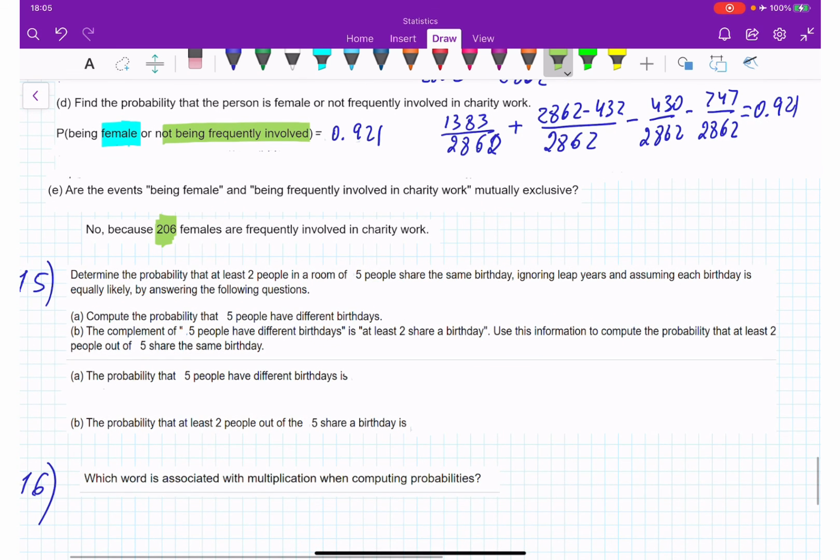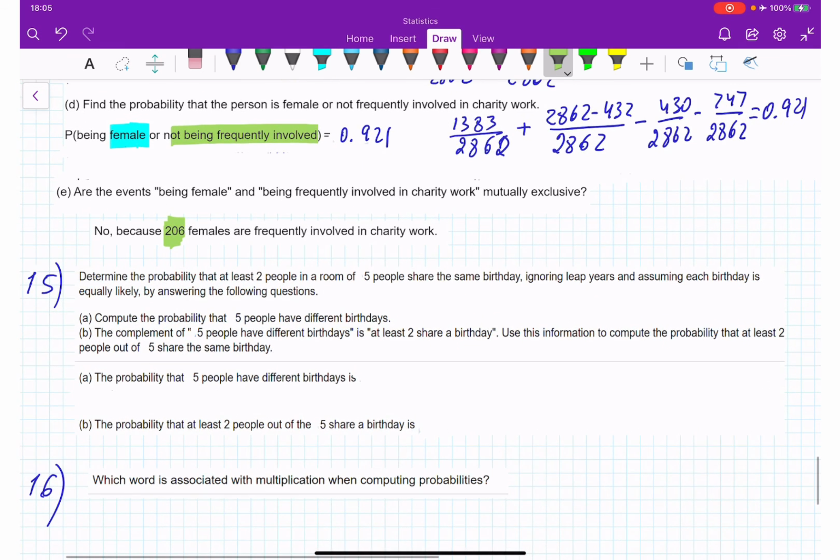Moving to question number 15. Determine the probability that at least 2 people in a room of 5 people share the same birthday, ignoring leap years and assuming each birthday is equally likely, by answering the following question. Compute the probability that 5 people have different birthdays. So 5 people have different birthdays.